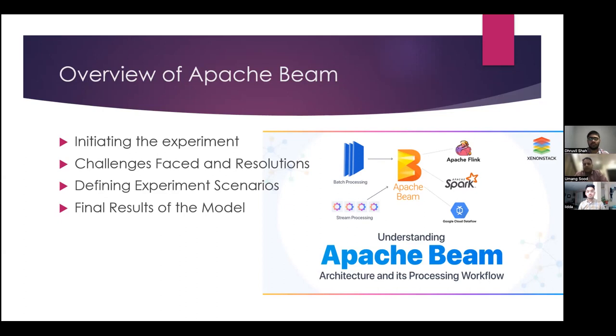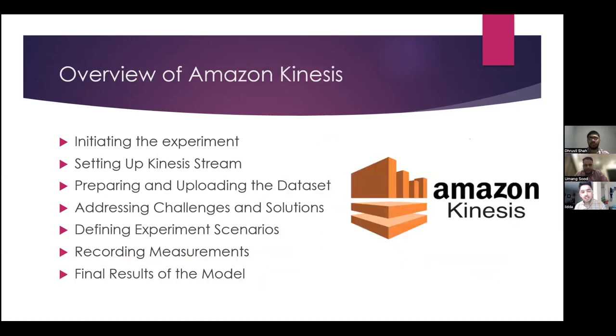Now, my colleague will continue with Amazon Kinesis. Amazon Kinesis, which is a component part of Amazon Web Services, is used to store and analyze real-time streaming data. To initiate our experiment, first we have to make an Amazon account, which will require you to put in all your banking information.